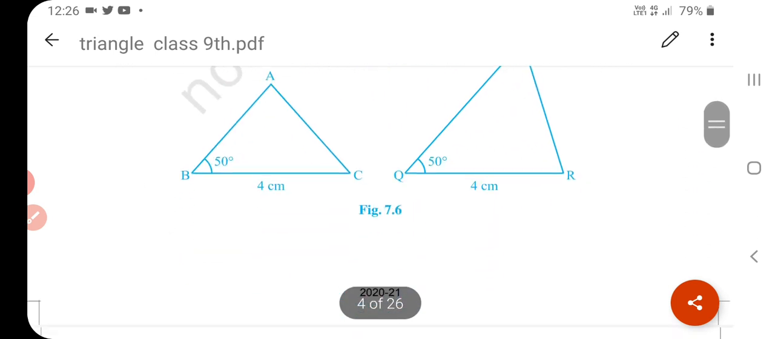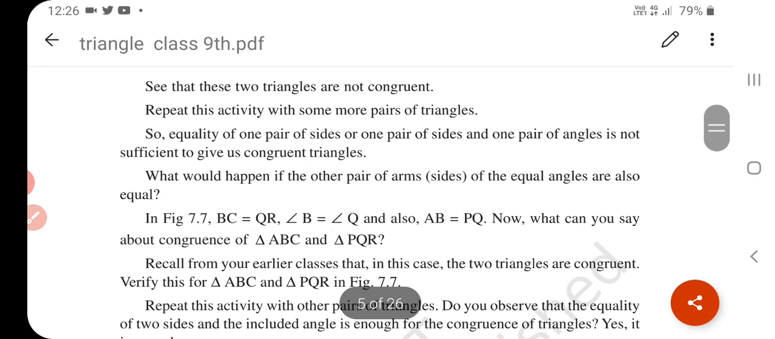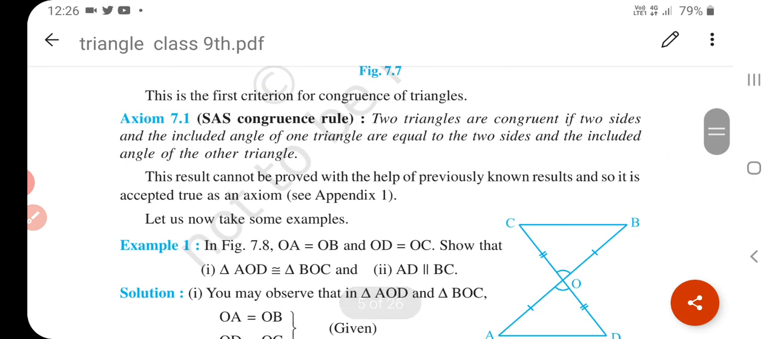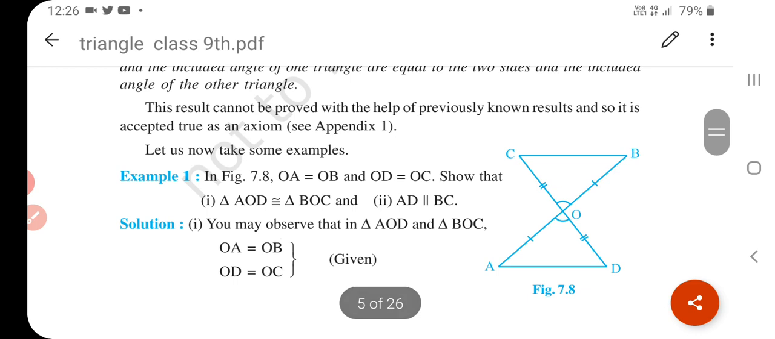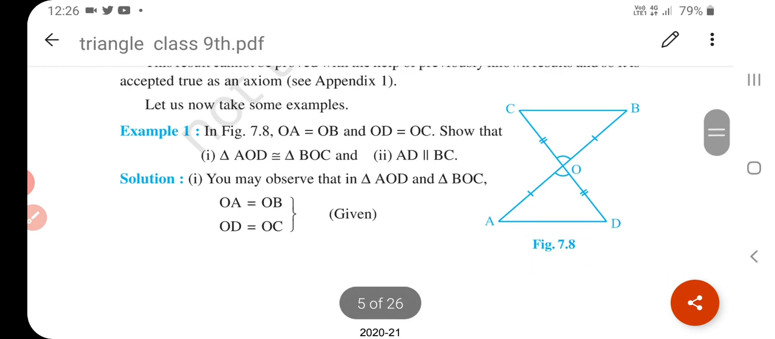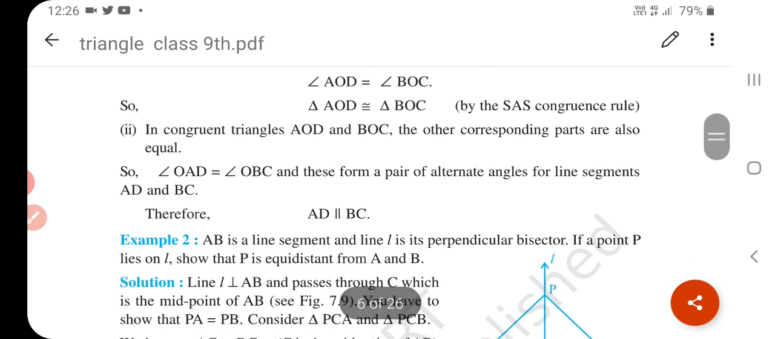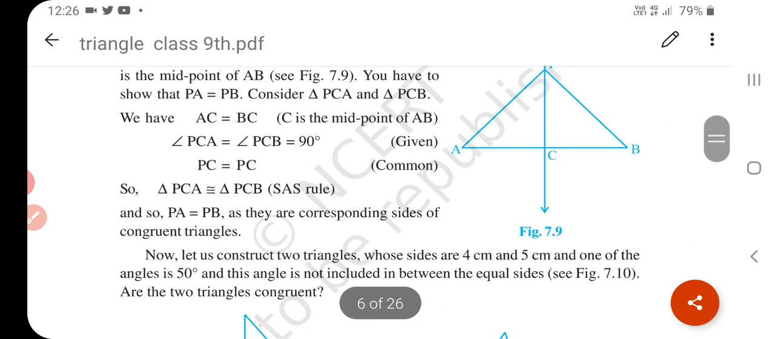Now see here, we can see two rules, that is the SAS congruence rule. What is the SAS congruence rule? Two triangles are congruent if two sides and the included angle of one triangle are equal to the two sides and the included angle of the other triangle. We can learn about it, and how we prove this type of question we can see in our previous video.